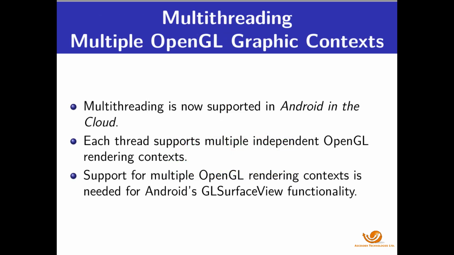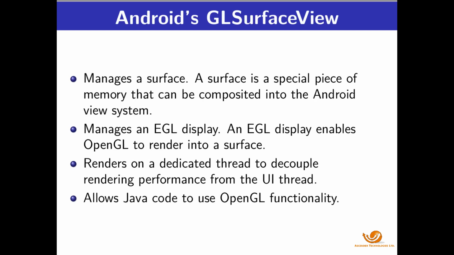We added multithreading support for Android in the cloud. This allows multiple independent OpenGL rendering contexts to be supported in one Android app. OpenGL has no explicit graphics contexts. Different OpenGL contexts implicitly run in different Linux OS threads. A GL surface view allows apps to support multiple independent OpenGL surfaces from different Linux OS threads.